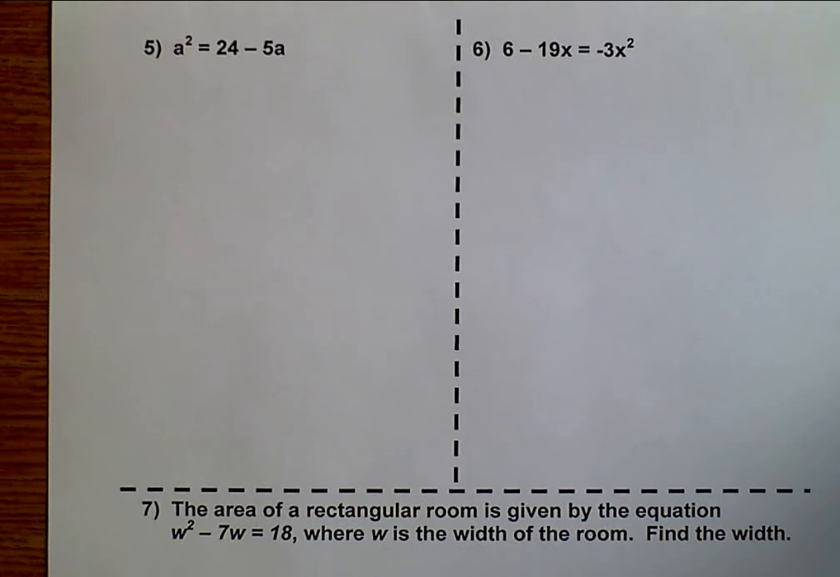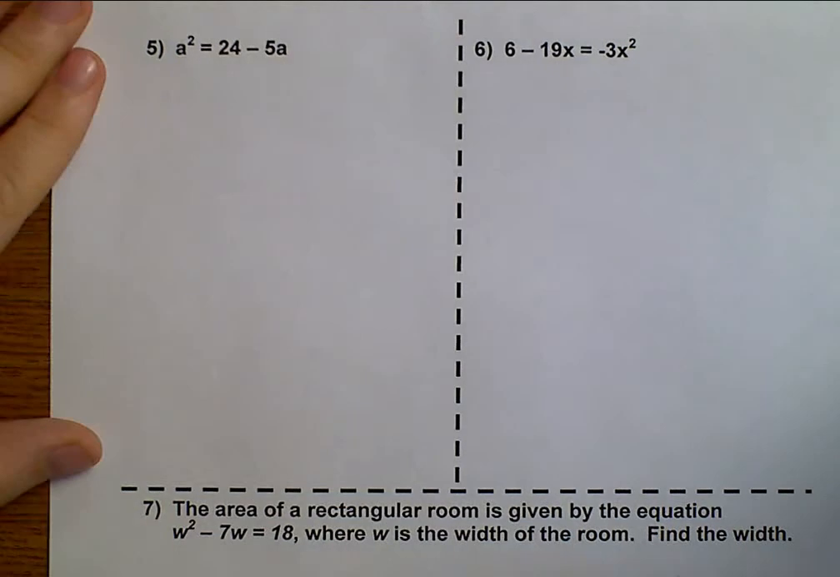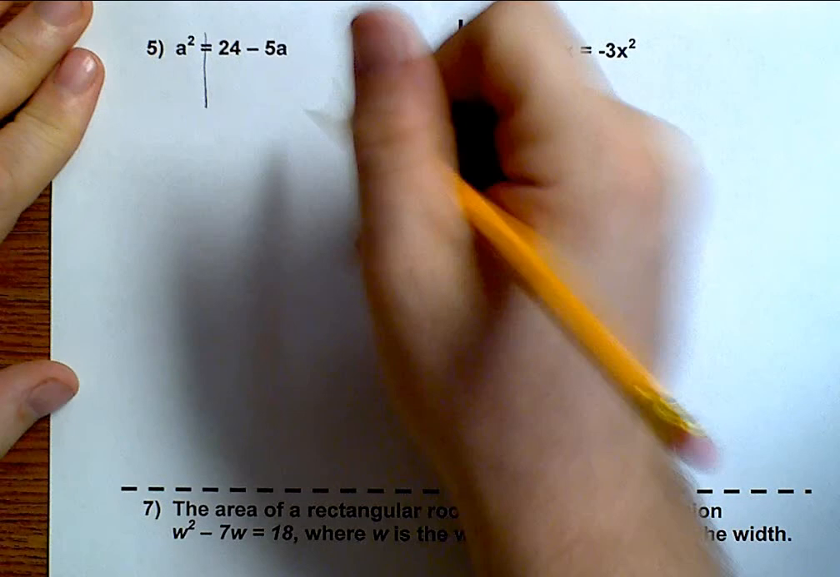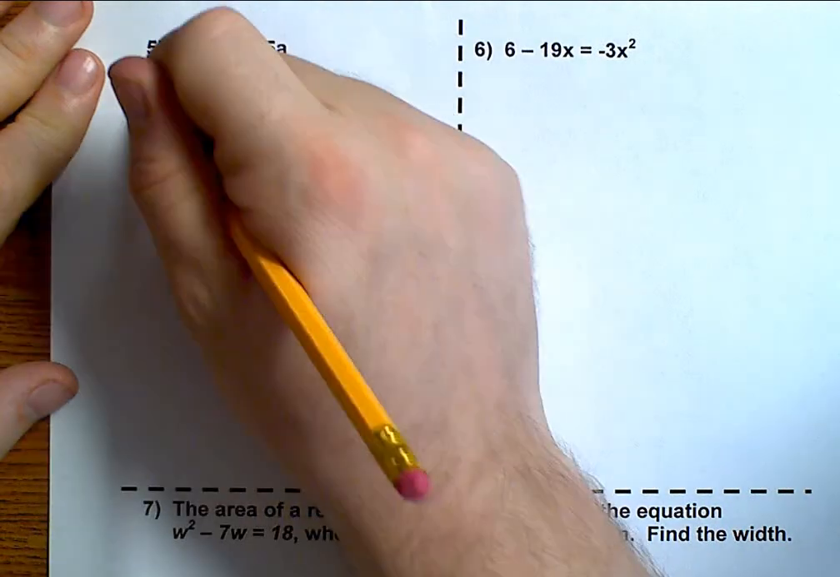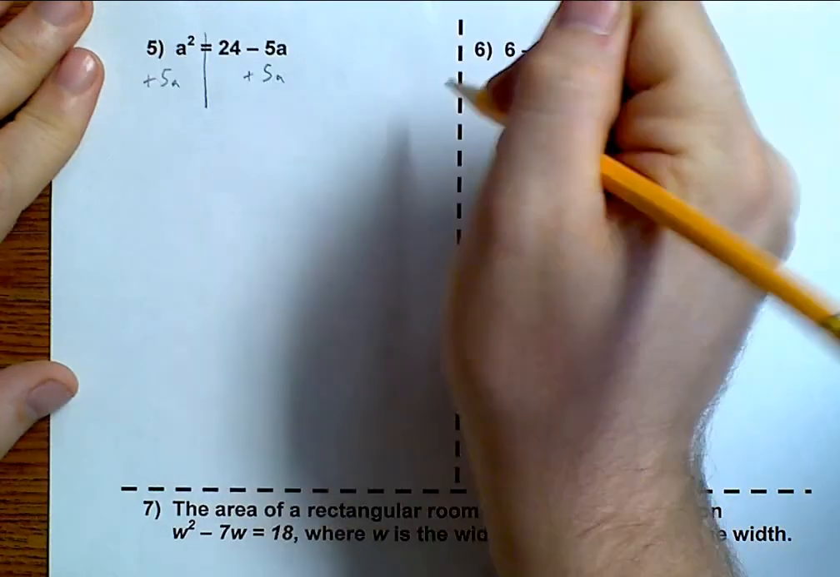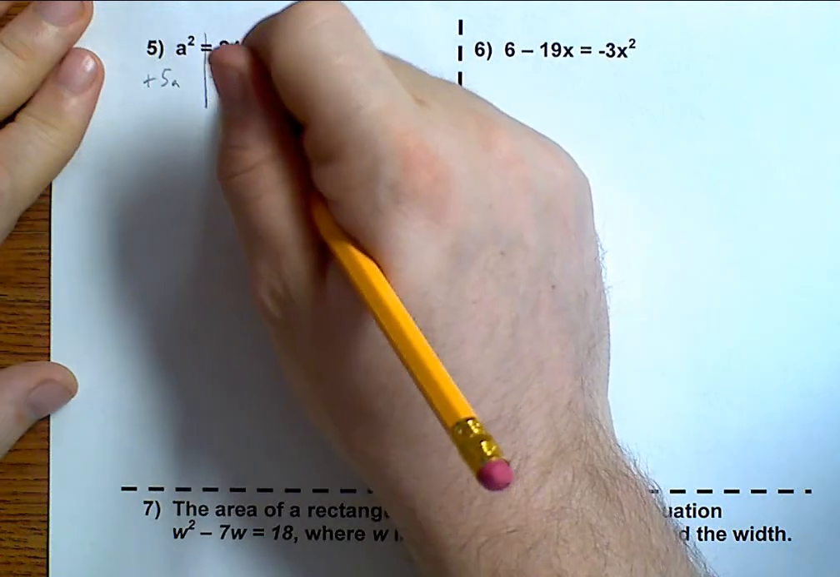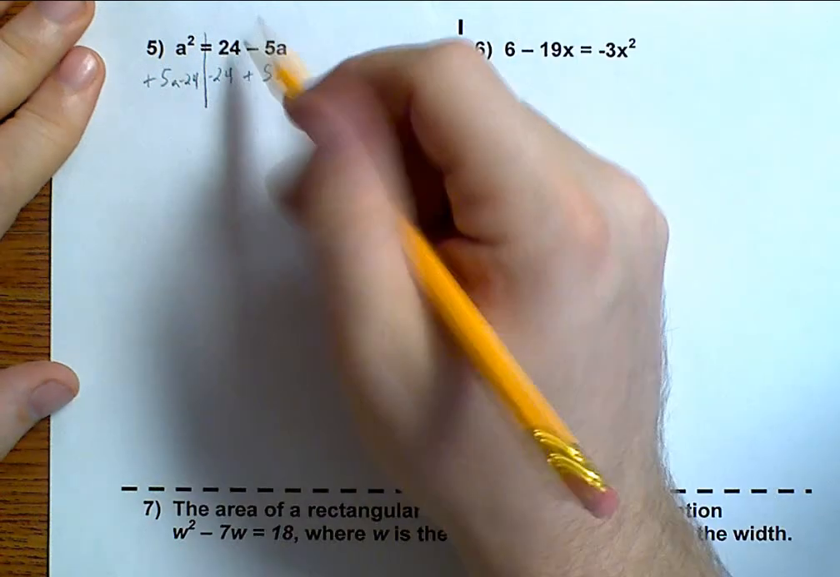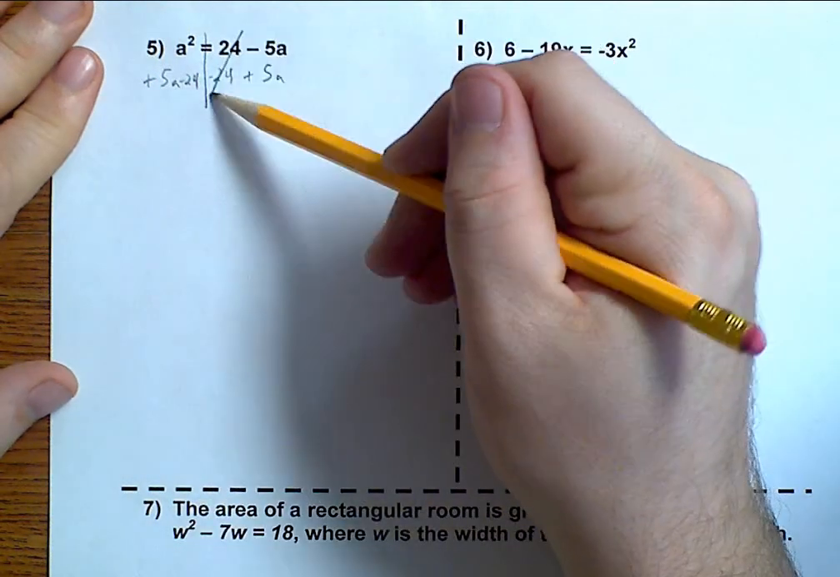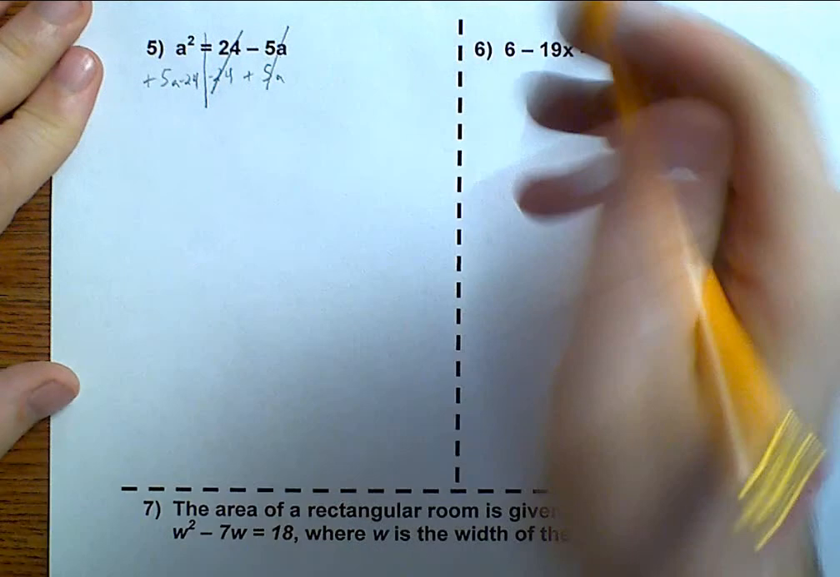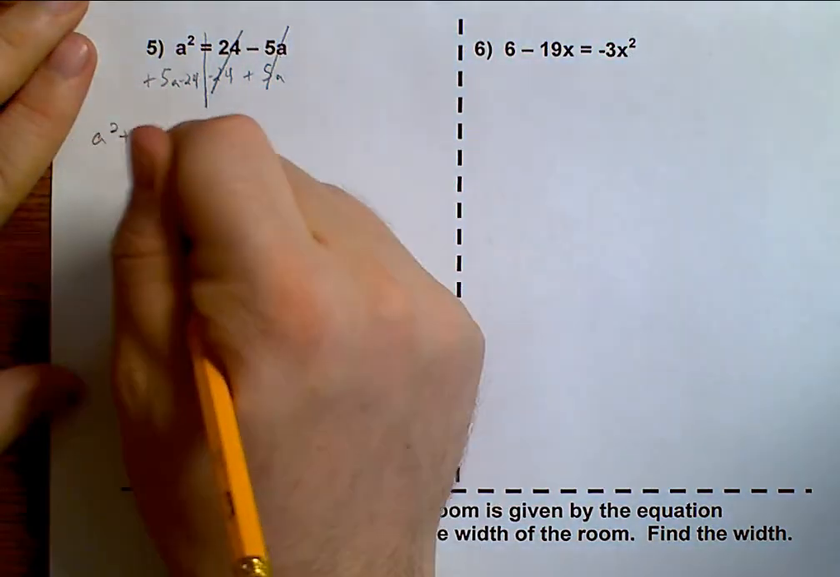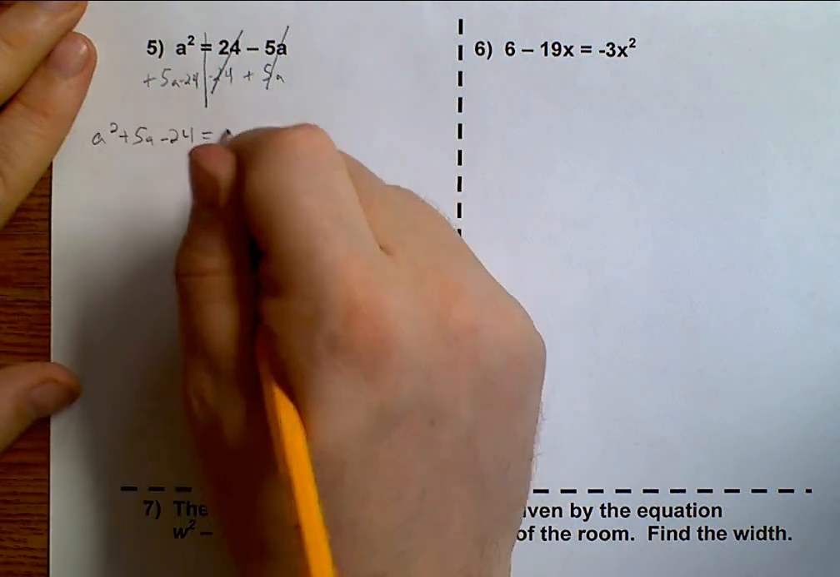Well, here we're at number 5, and it's not set equal to 0. So we're going to have to force it to be set equal to 0. So I'm going to add 5a to both sides and subtract 24 from both sides. That will cancel. 24 minus 24 is 0. Negative 5a plus 5a is 0. When I put it all over here, I get a squared plus 5a minus 24 equals 0.